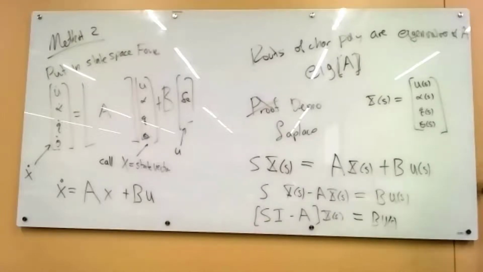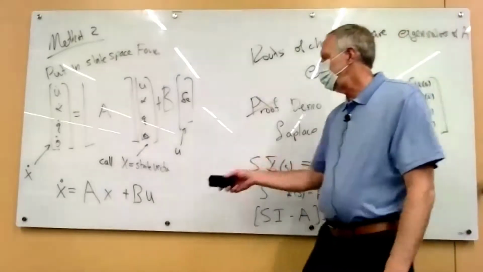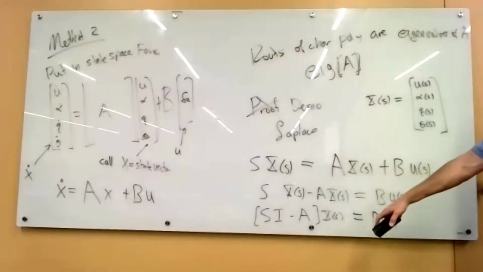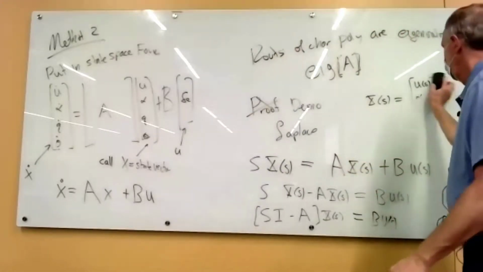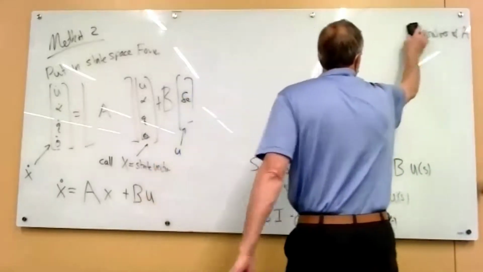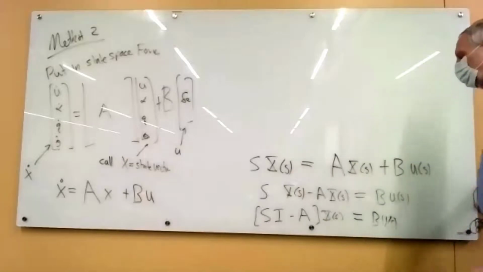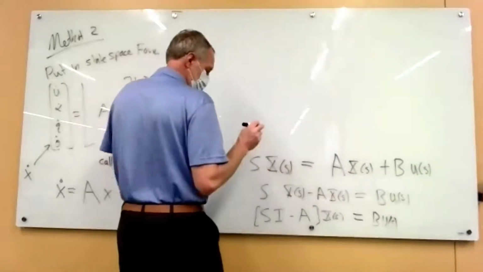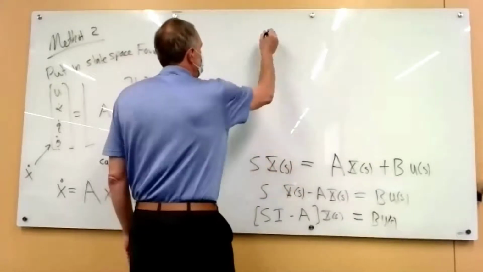Everybody good so far? So all we did was take state space form, Laplace it with our normal methods, and then solve. We're still going through all the steps, but the answer is going to be standard. So what's the next step here?